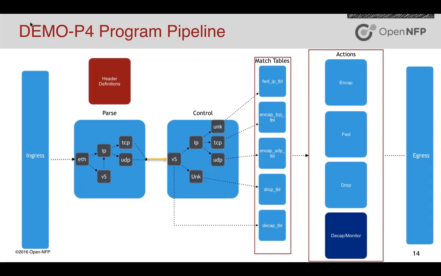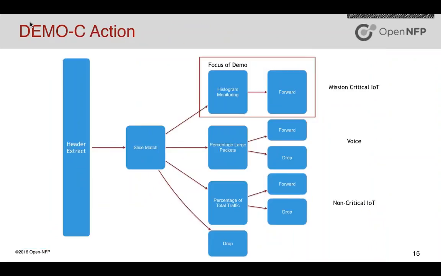So what are we doing within this decap block? We do the standard de-encapsulation, which is just popping off the vSlice headers. But the other thing we also do is this monitoring. So let's have a quick look at our C action before we then go on to actually look at the code and look at it in anger.